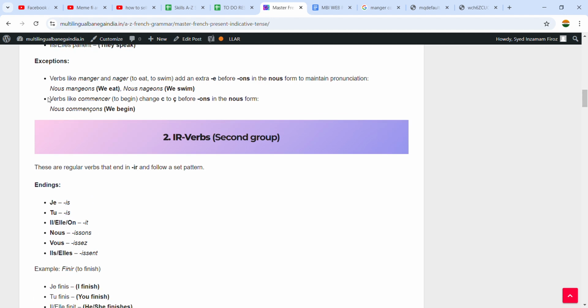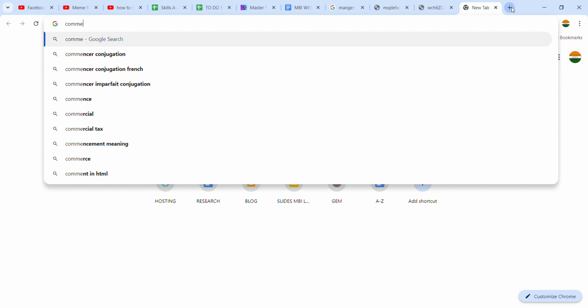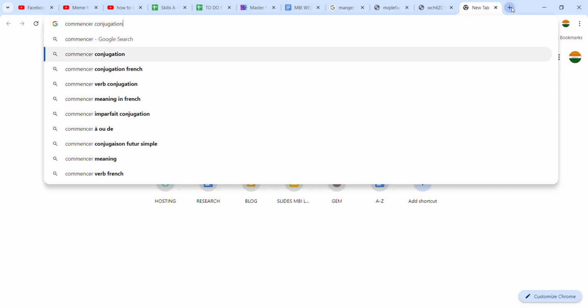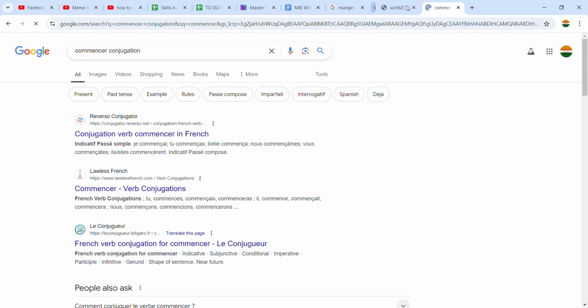Again, verbs like commencer, to begin, change C to cedilla C before O in the new form. So if any verb is ending with ER, but you see before ER there is C, in that case, with new form, C will become cedilla C, where C will be pronounced as S. So let me show you the commencer conjugation as well to clear your concept in the best possible way.